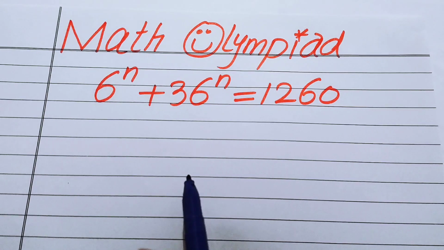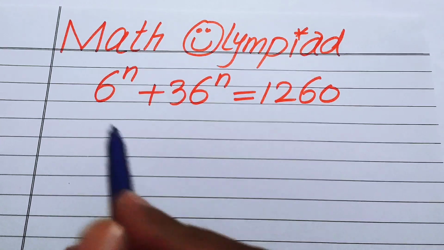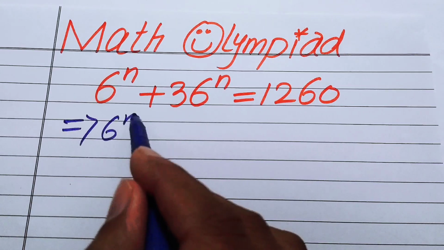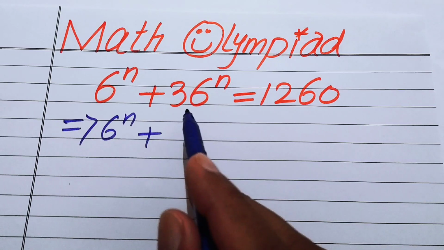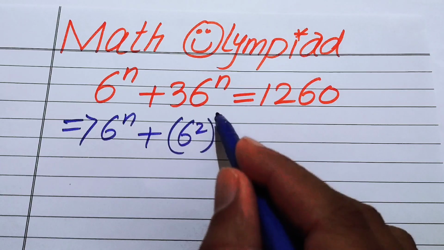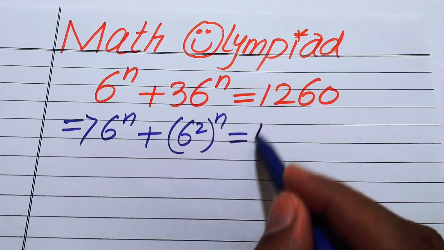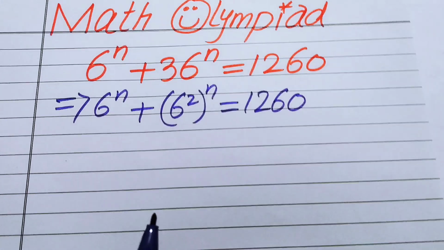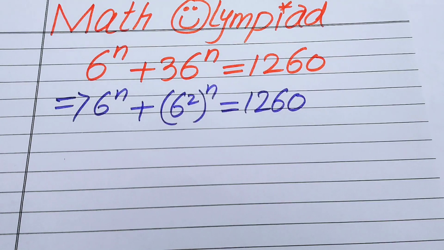The very first thing we are going to do is rewrite this equation as 6 to the power of n plus, we will write this 36 as 6 squared and its whole power n, and it equals 1260. And here we need to use a nice exponential law, and you know about this law.